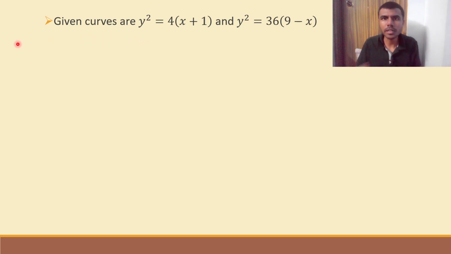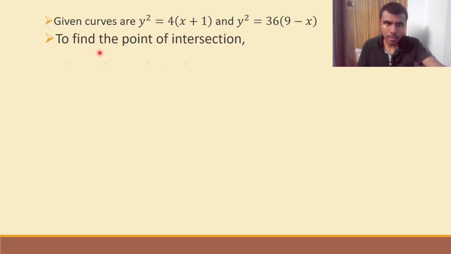Now how do we find the point of intersection? This question is actually a bit easy for that. y square is 4 into x plus 1, and y square is 36 into 9 minus x. So this curve is also y square and y square. Just equate the RHS of both, because the LHS are the same, to get the point of intersection.